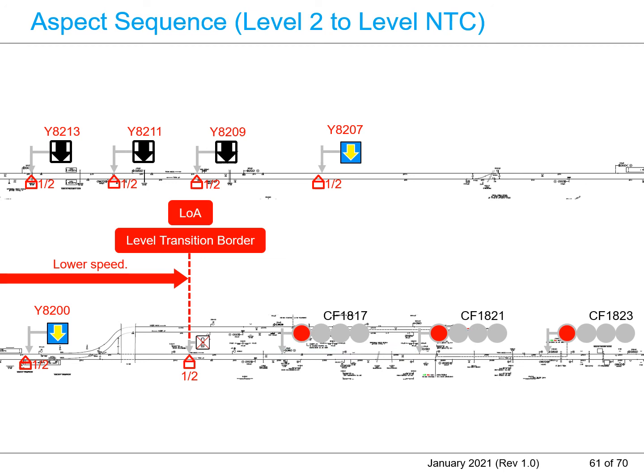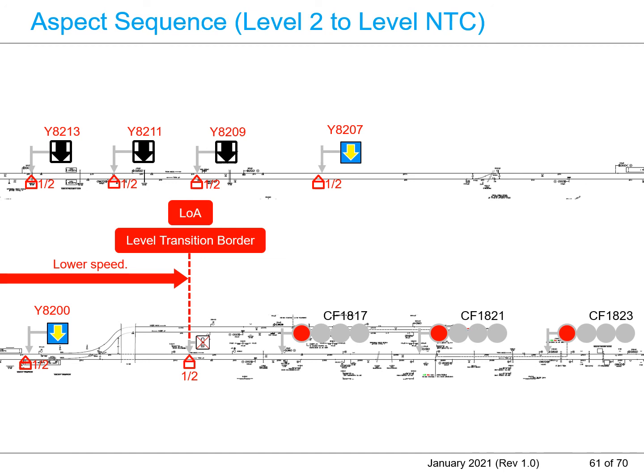When the first signal CF1817, beyond the level transition border, indicates a red aspect, the permitted speed at the LOA or the level transition border is significantly lower than the maximum line speed. The ETCS on board supervises the speed reduction on approach to the LOA, allowing the speed that the train driver can stop on the approach side of the first signal CF1817, after the level transition border.